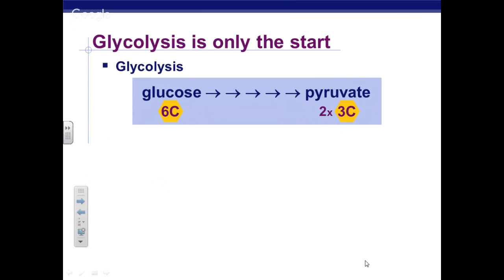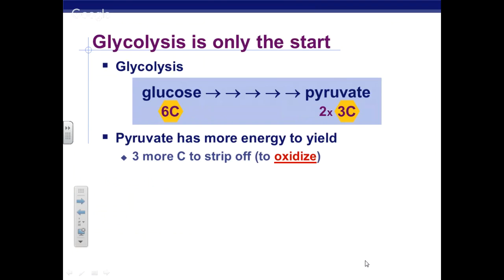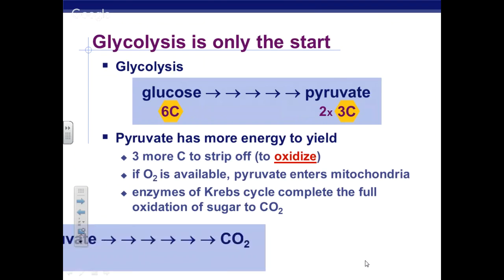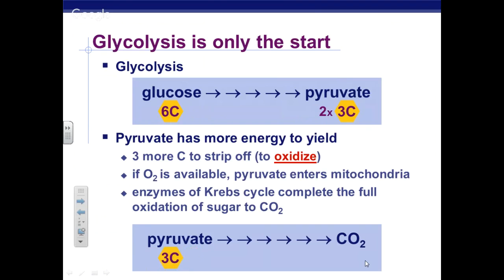We always have to count our carbon. All right. So there's a lot more energy, a lot more electrons in pyruvate that can be taken off. So we still have a lot more to oxidize. So if, like I said, oxygen's there, then pyruvate will go into the mitochondria. And eventually all those carbons are lost as CO2. All of them.